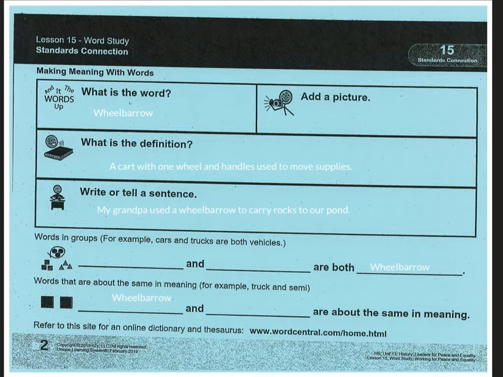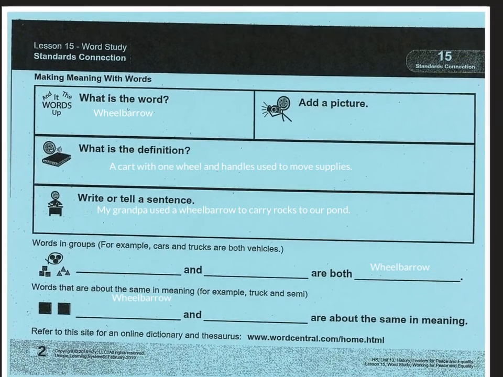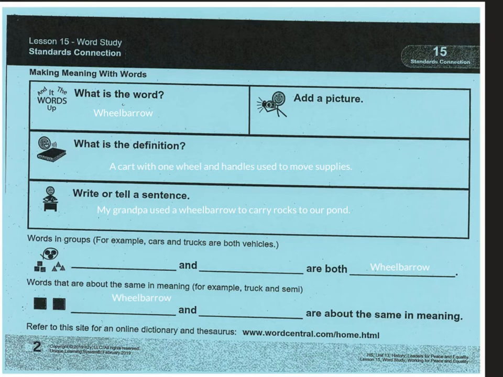Some examples of a wheelbarrow would be a cart and a tool. A tool is something that makes our work easier, so a wheelbarrow is actually considered a tool. If you go to thesaurus.com, you will see that some synonyms for the word wheelbarrow are rickshaw, truck, or wagon.